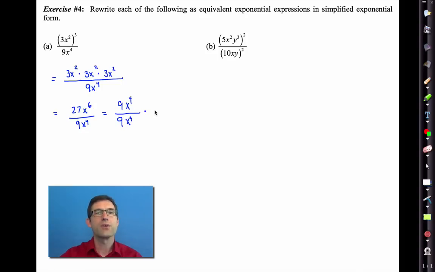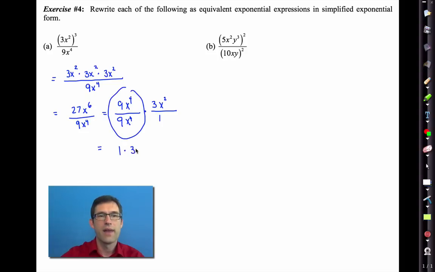Now the question is, what do I have left over? Well, I already took care of the 9, but I still need a 3 to get me up to 27. That's an x to the sixth. I need an x squared. Now here, I already have the 9x to the fourth, so I just need a 1. All of this fraction is equal to 1, and that's just equal to 3x squared. So that is my final answer, 3x squared.